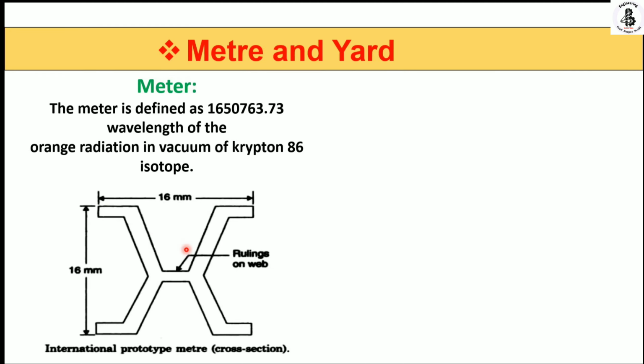The shape has two distinct advantages. First, the neutral axis lies at the top of the web, and therefore the whole of it can be graduated. Second, the section chosen gives maximum rigidity and economy in the cost of materials. The overall width and depth of these sections are 16 mm each. At the top side it is 16 mm, and the height is also 16 mm.